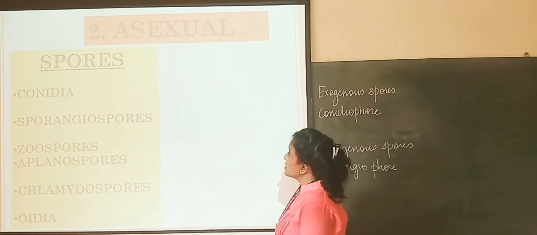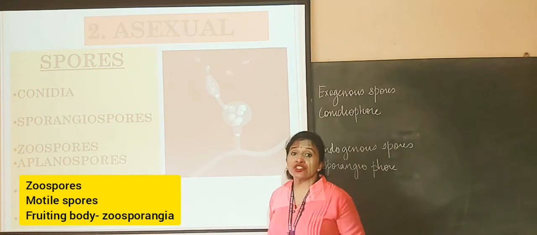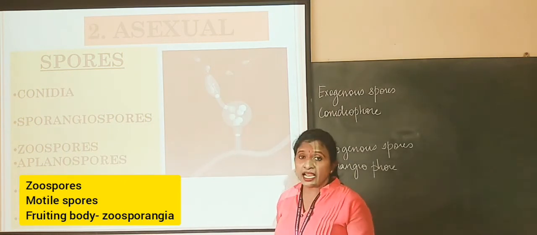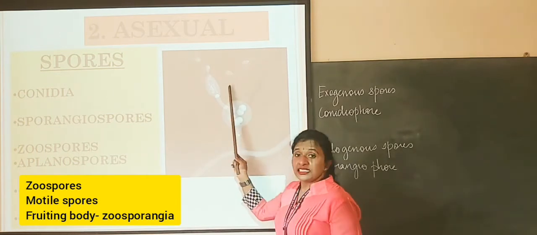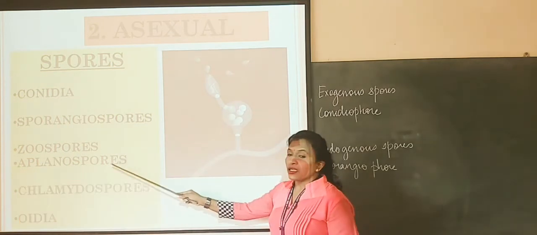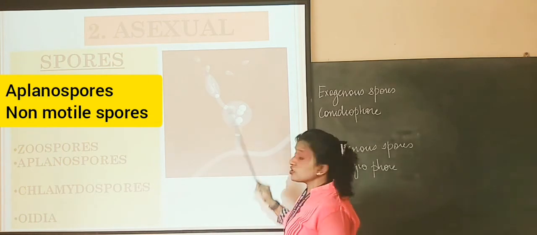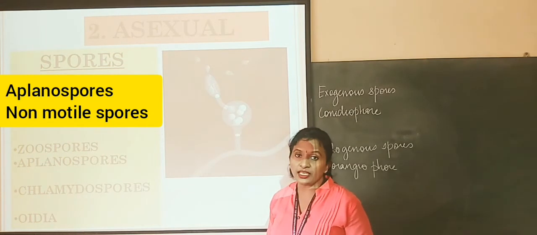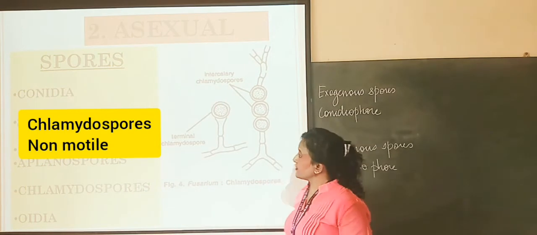The next is zoospores, which are formed in zoosporangia. These spores are motile, having one or two flagella. These spores are released in the aquatic region. Aplanospores are non-motile spores also produced in zoosporangia.